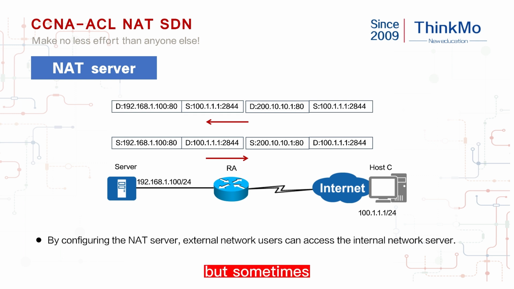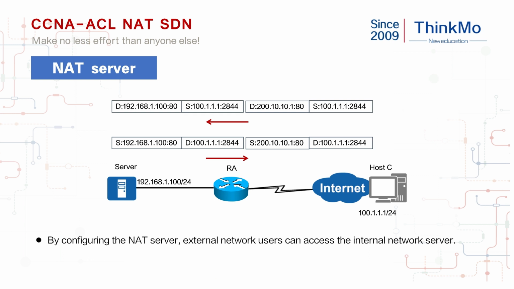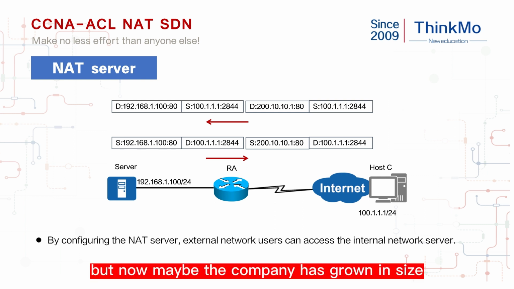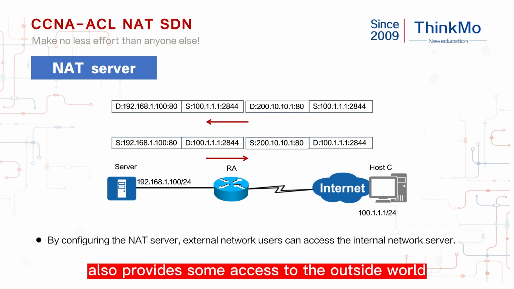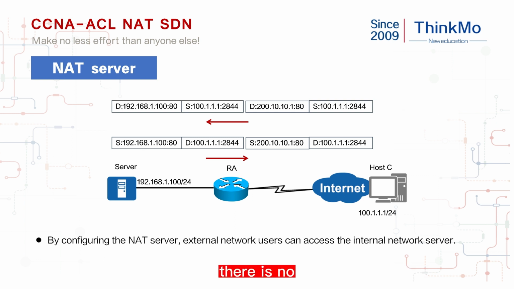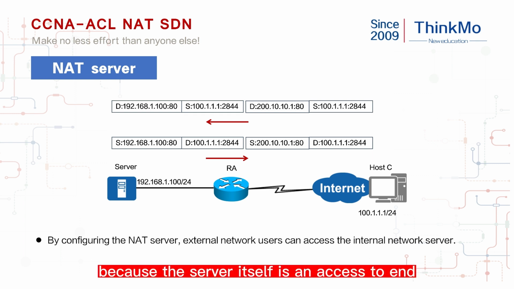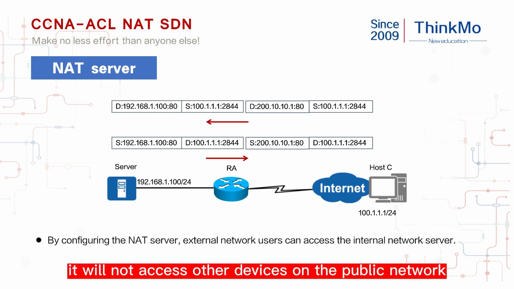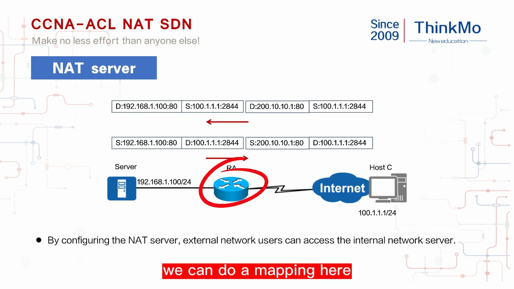But sometimes, when you are working on a project, you often find that originally, an internal server was an intranet server. But now maybe the company has grown in size, and hopefully this internal server also provides some access to the outside world. So what should I do? There is no direct access to a server on the public network, because the server itself is an accessed end. It does not actively generate traffic. It will not access other devices on the public network. It is only accessed. We can do a mapping here.